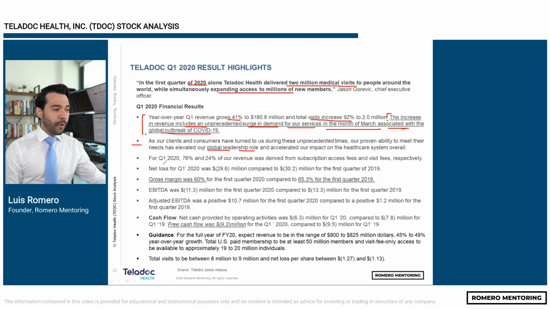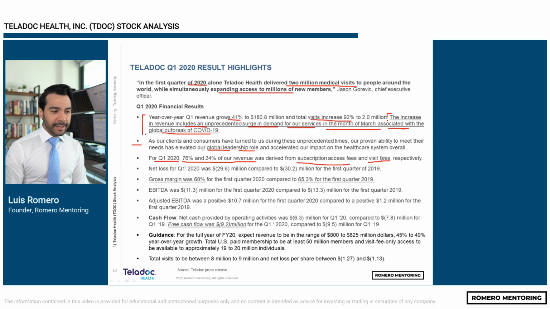So in terms of financial performance, for Q1 2020, 76% and 24% of our revenue was derived from subscription access fees and visit fees. So subscription access are people that are already in their system, and the way they are monetizing it is that they first go to employers and show the value of their product, and why it's probably better for employers to have their employees be part of the Teladoc healthcare system because it's cheaper. So from an employer side, you can see the benefit. It lowers the healthcare cost.